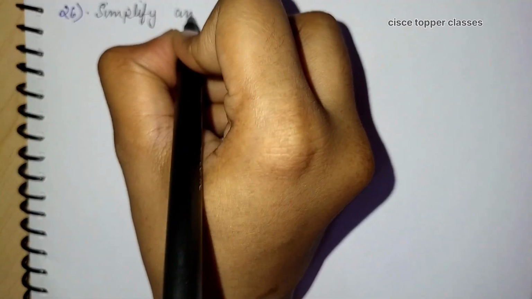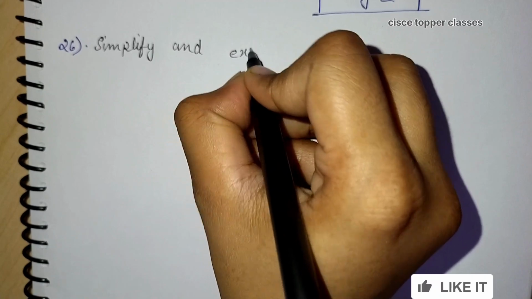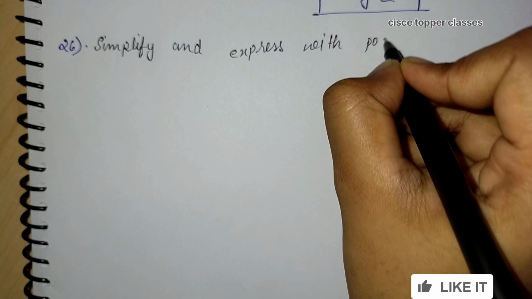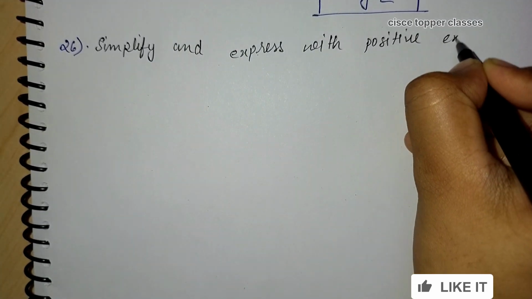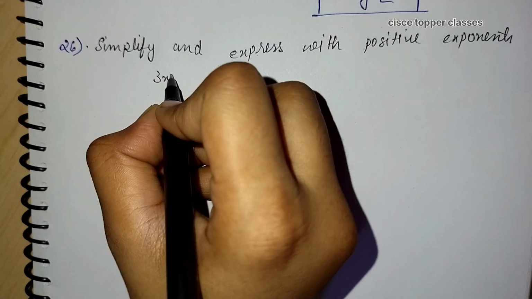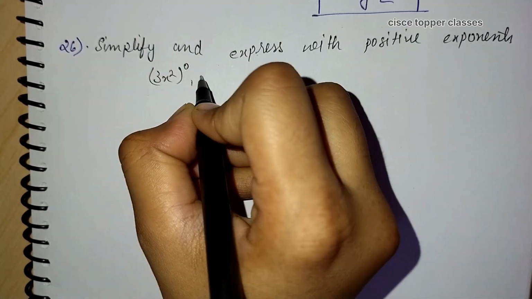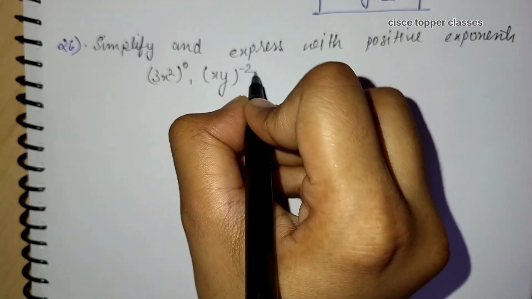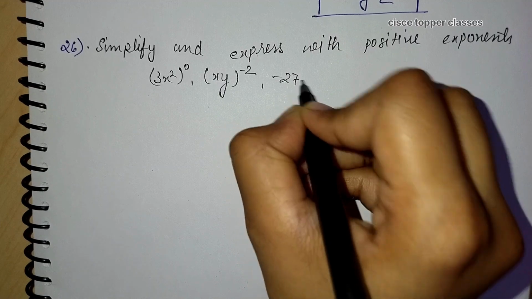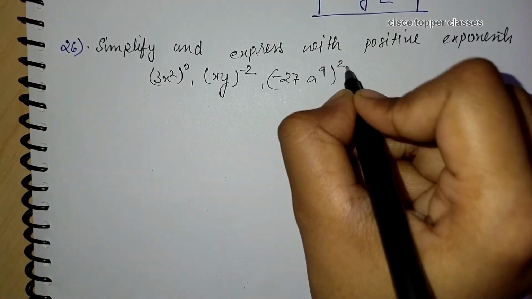Now let us solve here the 26th question, which says that we have to simplify and express with positive exponents the values given here. Firstly, the first expression is (3x^2)^0, the second is (xy)^-2, and the third is (-27a^9)^(2/3).